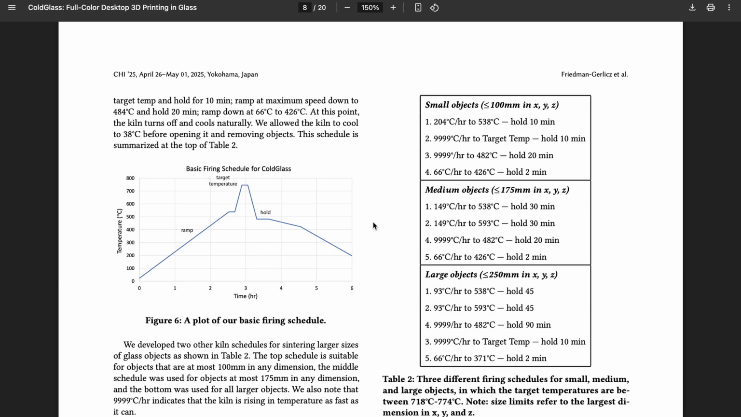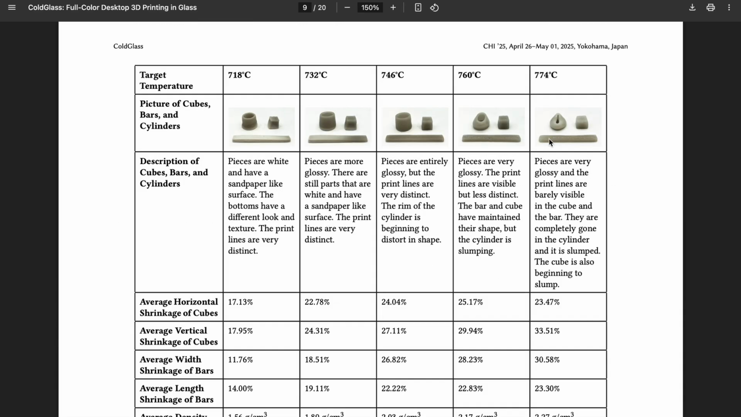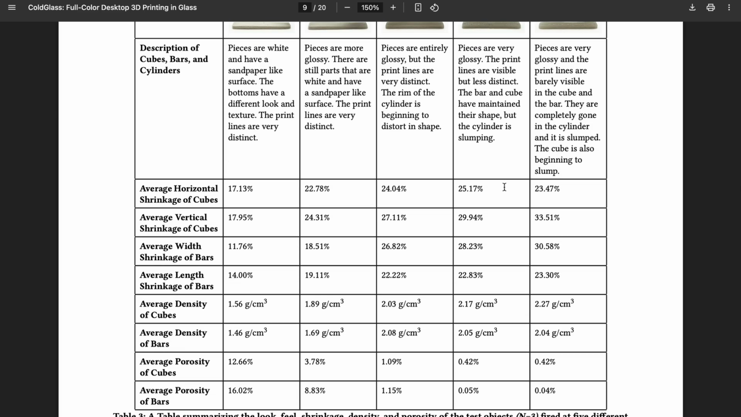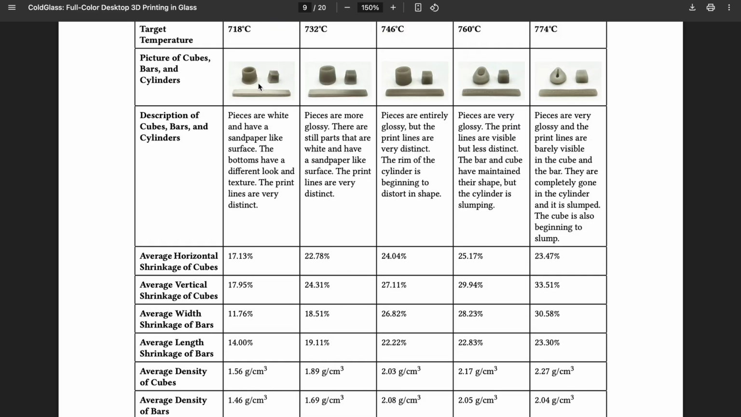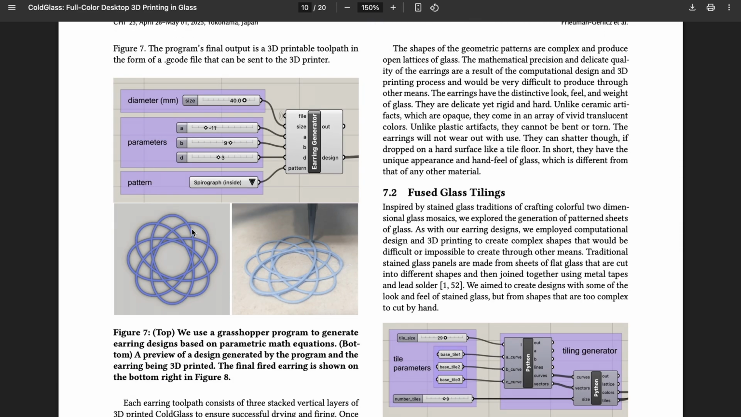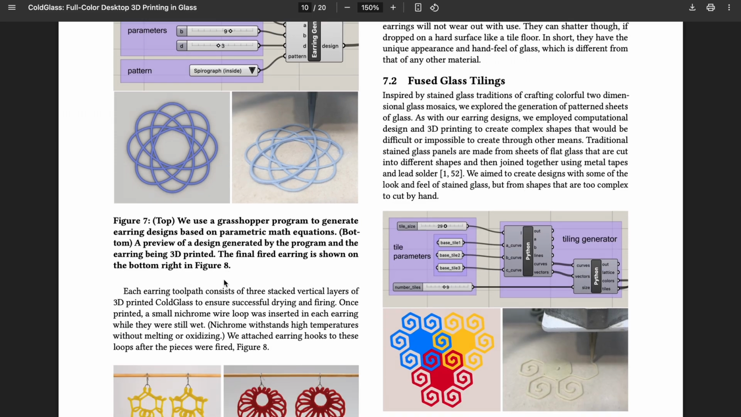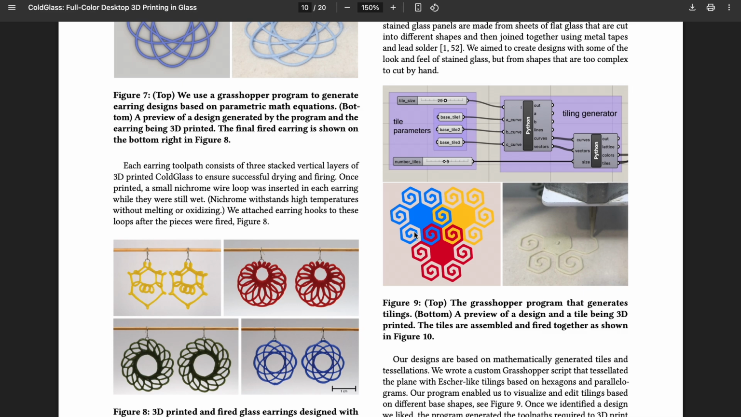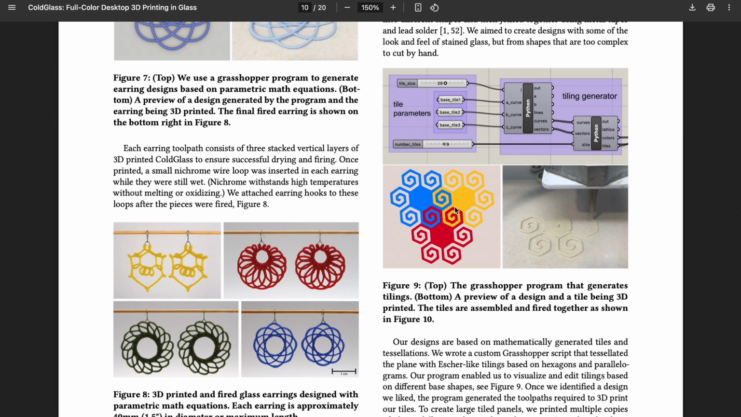A lot of the paper is really around creating this material and how to get it to work. They did a bunch of different tests, for instance, looking at slumping when it gets too hot, and how glossy the surface finish is. If they don't fire it hot enough, it has a very matte finish and doesn't bind together because it doesn't sinter together. They have some software that lets you parametrically create some designs. I think this was used to generate some earrings. They explore different colors and how they interlock and what happens when they get fired.